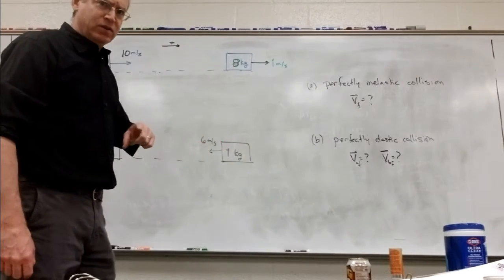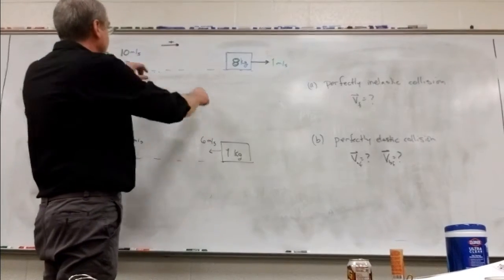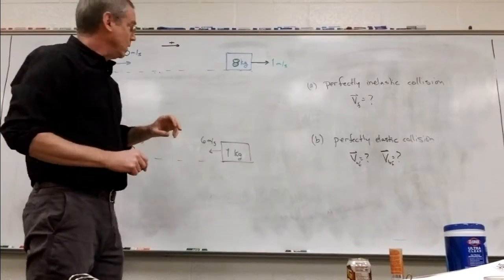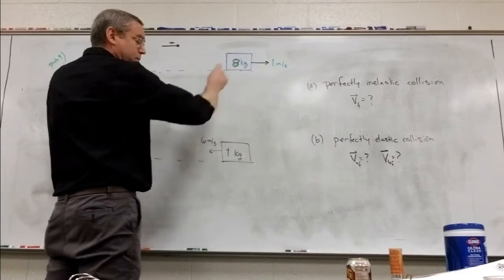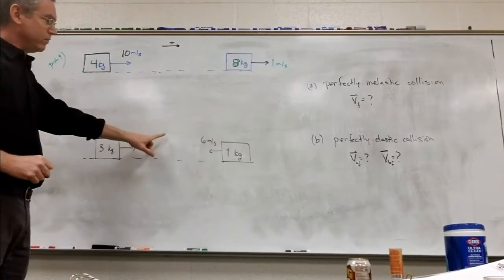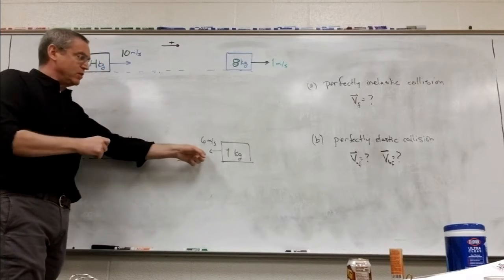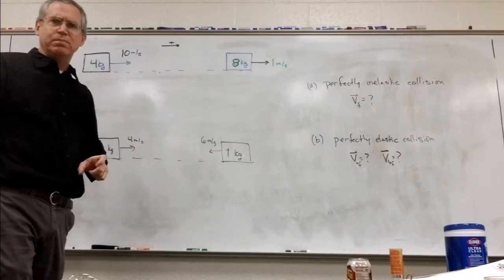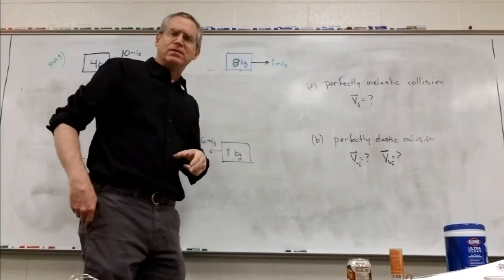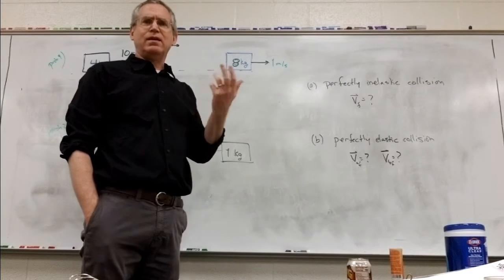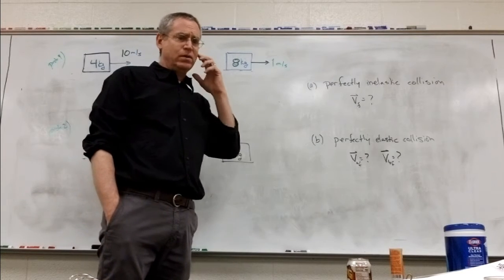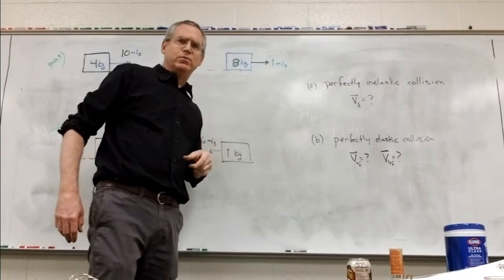Probably the biggest issue people will have is recognizing that if to the right is positive, then both of these initial velocities are positive. Down here, if to the right is positive, this velocity is positive, and this one is negative. That's probably where I see the biggest mistakes. The second biggest mistakes are just careless math errors, so watch out for that as well.